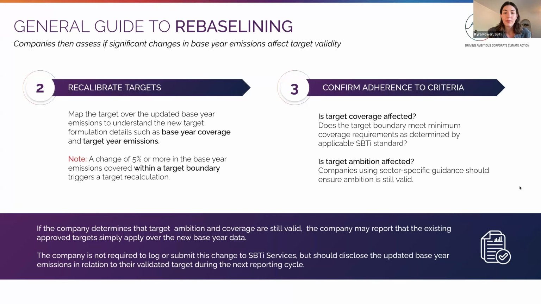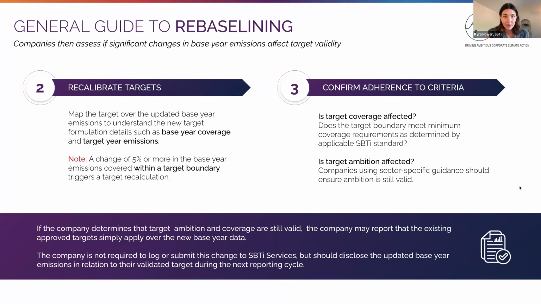So next is target coverage. That's what I just started going into, but that's essentially if the changes result in the target coverage dipping below SBTi's minimum requirements. So in the cross-sector standard, that's 95% coverage for scope 1 and 2 emissions. 67% of scope 3 emissions should be covered by a target. Again, this is our cross-sector standards. So if scope 3 was to change significantly to go under 67%, that would also trigger that target recalculation and revalidation.